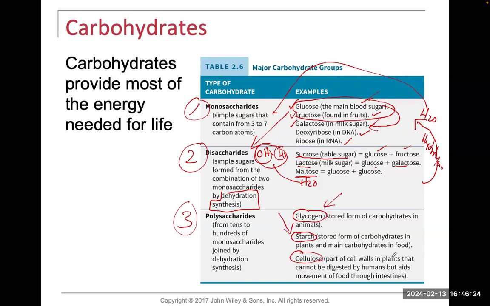Cellulose is part of the cell wall in plants that can't be digested by humans, but it aids movement of food through the intestines. So it's fibrous. Think of corn, right? You could tell how quickly your digestive tract moves because when you have a bowel movement, you'll see the corn in there, won't you?